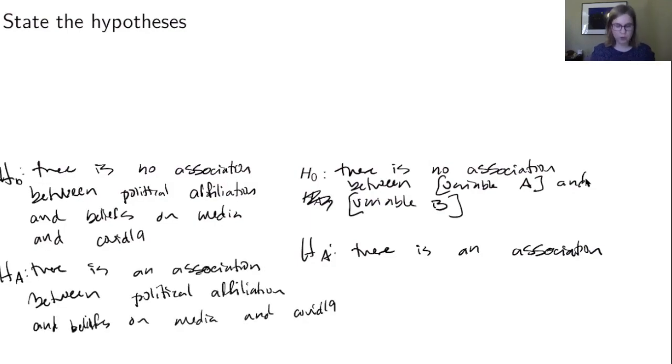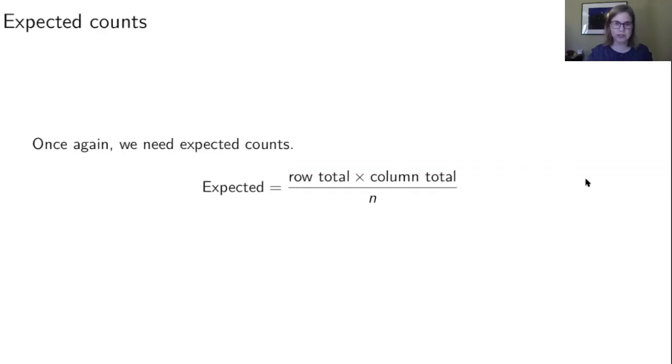All right, so now that we have our hypotheses, we need to compute our test statistic, and we're going to do it the same way that we did in section 7.1. We need expected counts, and the way that we're going to find the expected counts, now that we have a more complicated situation, is we're going to take our row total times our column total over the n, the total sample size.